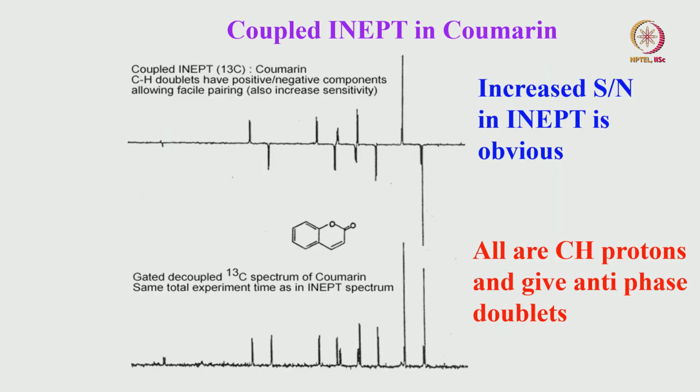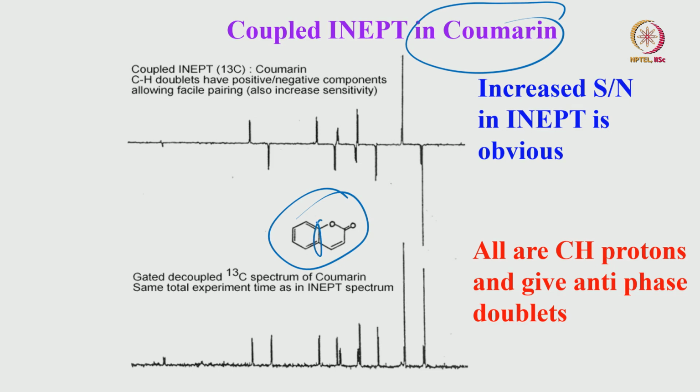Now the coupled INEPT experiment, if you see, it looks like this. This is a coupled INEPT experiment, an example of a molecule called coumarin. This is the molecule. We have only CHs here, no CH2 or anything, but of course there are quaternary carbons here also.